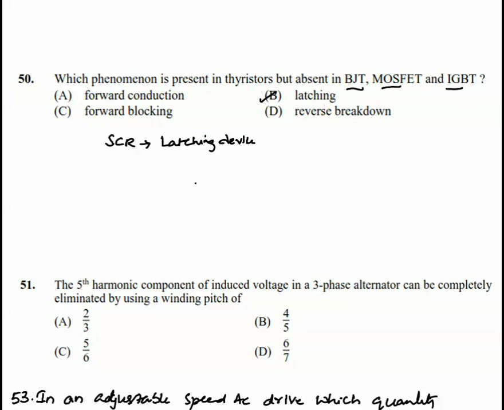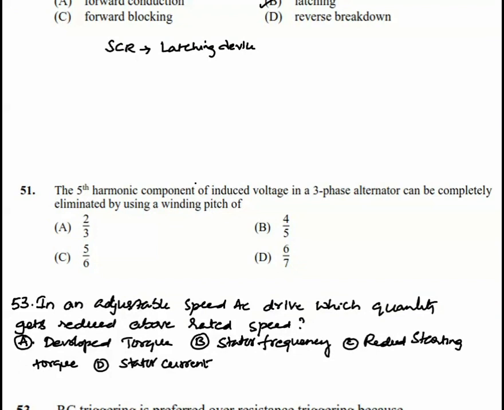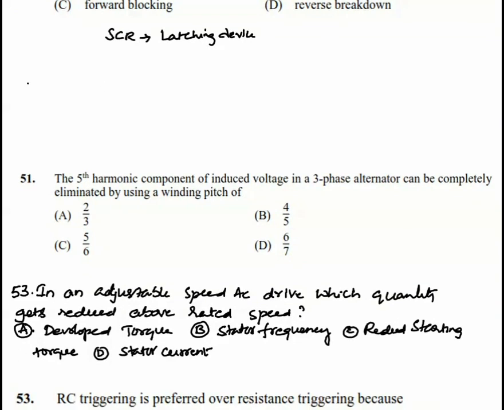Okay, and the next one, question 51. The fifth harmonic component of induced voltage in a three-phase alternator can be completely eliminated by using the winding of pitch. So we have seen the formula earlier: in order to eliminate the harmonics we use (n minus 1) divided by n into pole pitch. We are going to eliminate the fifth harmonic, so (5 minus 1) divided by 5, that's nothing but 4 by 5. The option here is B.